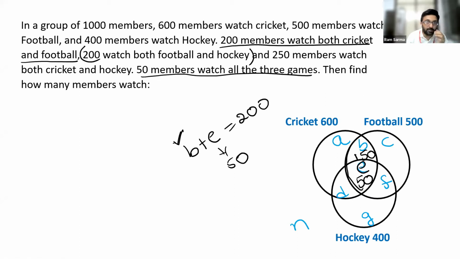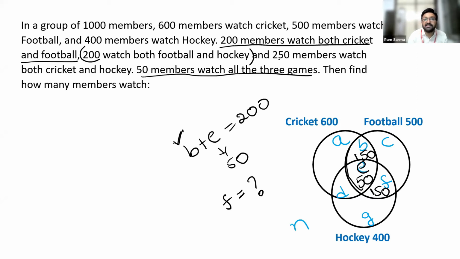Now, from this condition, 200 watch both football and hockey. From this one, can you guys help me find out the value of F? 200 watch football and hockey. So what should be the value of F? Wonderful, guys. 150. So E plus F is equal to 200. I know that E is 50. So F has to be 150.